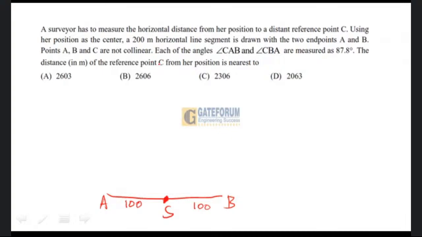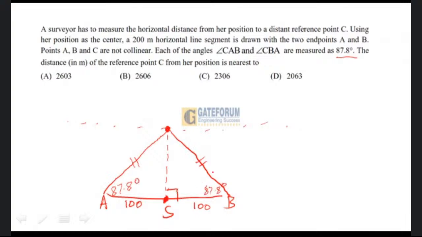So the surveyor has to measure the horizontal distance from her position to a distant reference point C. So C must be somewhere along this. Points A, B, C are not collinear, never will they be. Each of the angles CAB and CBA is measured as 87.8 degrees, which means they are equal. So we understand that this can only be possible if C lies in a perpendicular direction to S, because then this will be an isosceles triangle. Both the sides will be equal and hence the angles will also be equal.